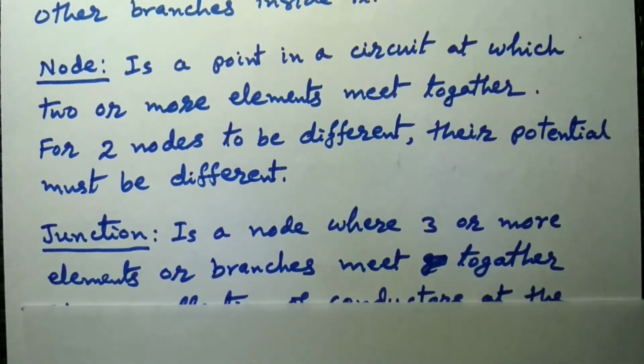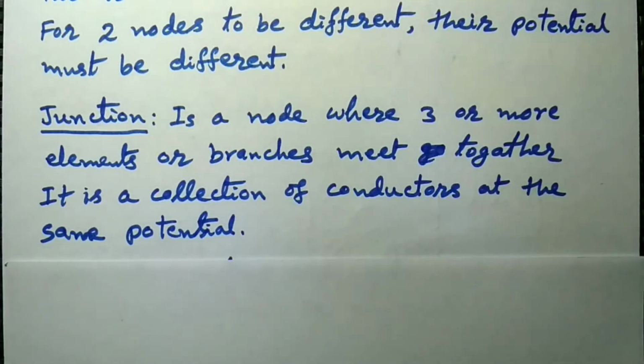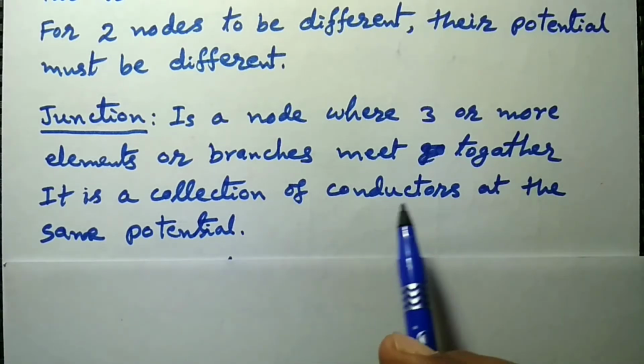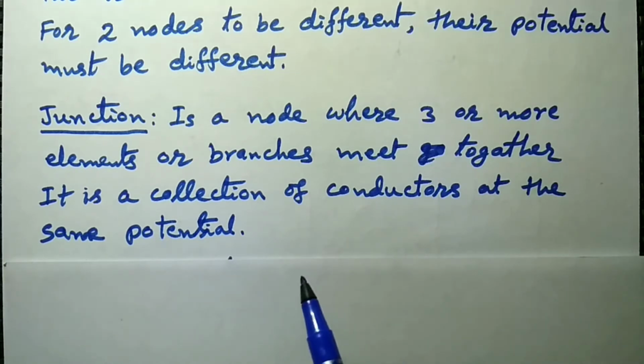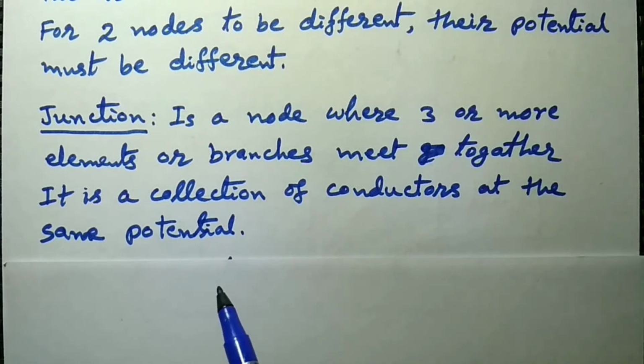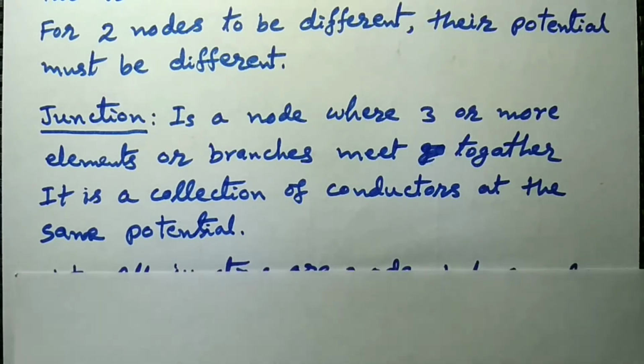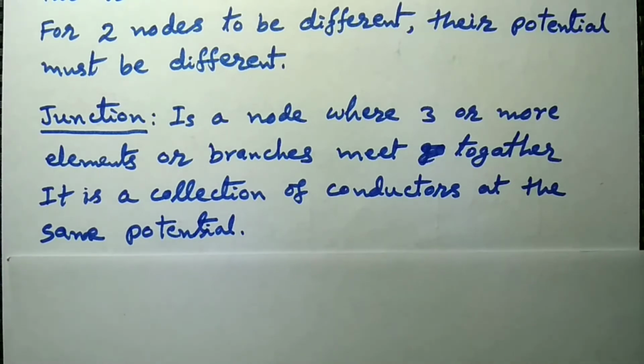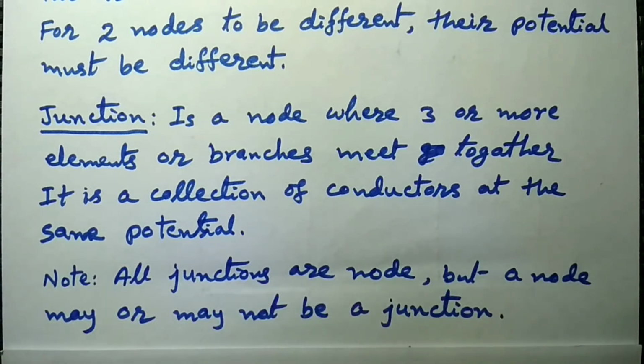The next definition is called the junction. A junction is also a node, a point where three or more elements or branches meet together. So it is basically considered as a collection of conductors at the same potential. Remember one thing: all junctions can be considered as nodes, but all nodes cannot be considered as junctions, because a junction is where three or more branches are connected, while a node is where two or more branches are connected.